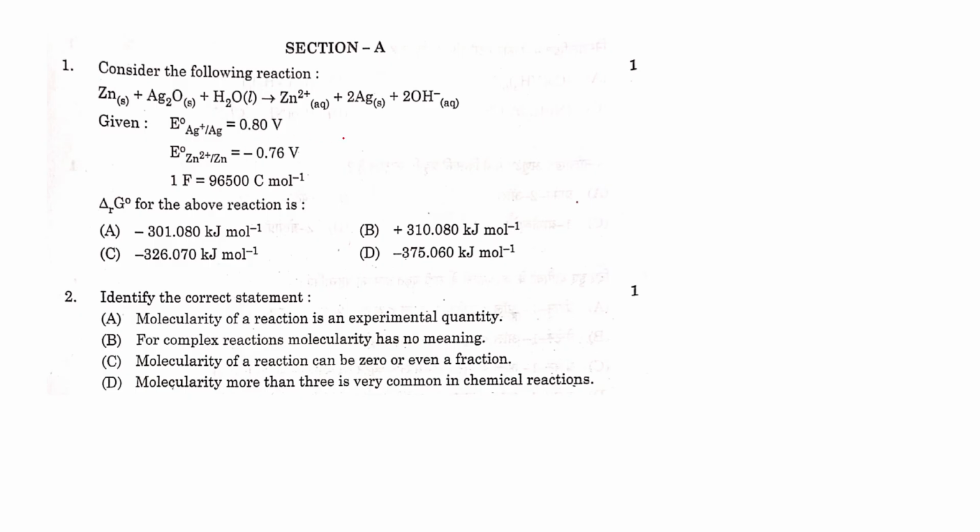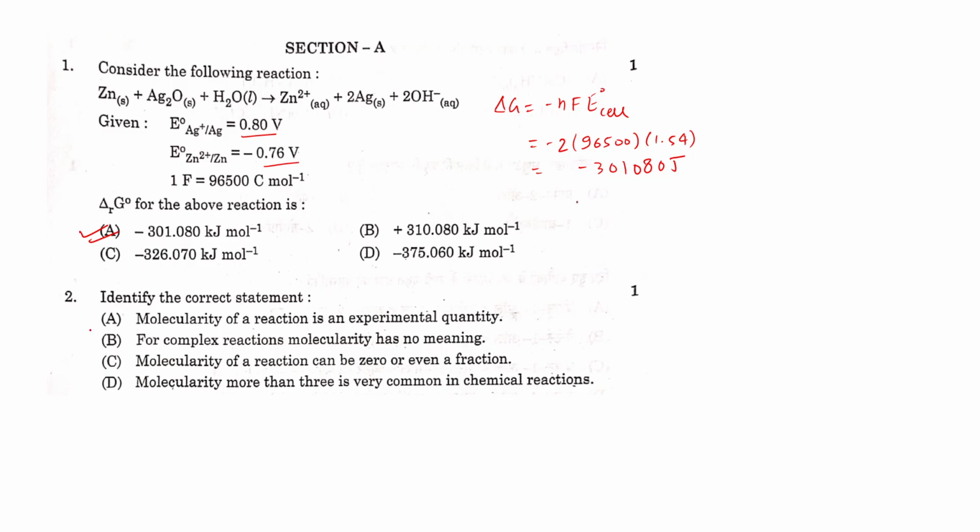The very first one is consider the following. So in this we have to find delta G. We know the expression of delta G is equals to minus nFE naught of the cell. So in this case, n value is 2, so this will be minus 2. F is given 96500. And when you calculate E naught, 0.80 plus this one, it will be 1.54. So this will come out to be minus 301080 joules. So when it converts to kilojoule, this is the correct option.